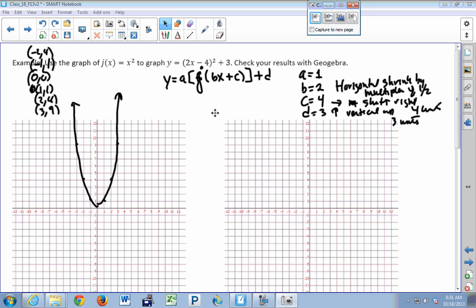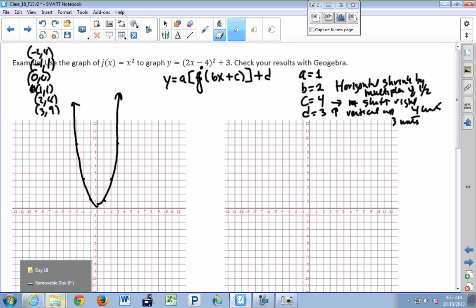You can put a couple of key points in. I would use even points here, and you'll see why in a minute, because I'm going to be taking half of everything. So I'm going to use my even points. Let's see, 0, 0. Let's throw a few in: 1, 1, 2, 4, -2, 4. All right, so you've got a couple of key points. You only need a few.